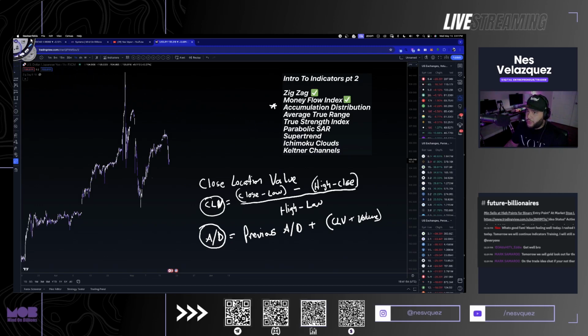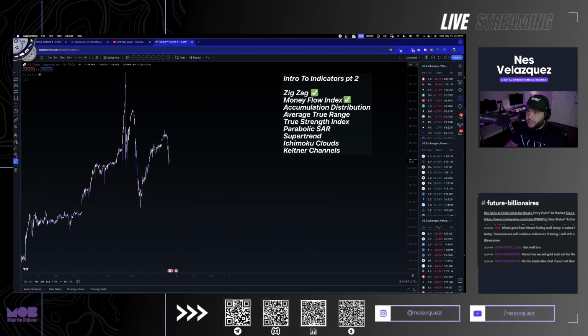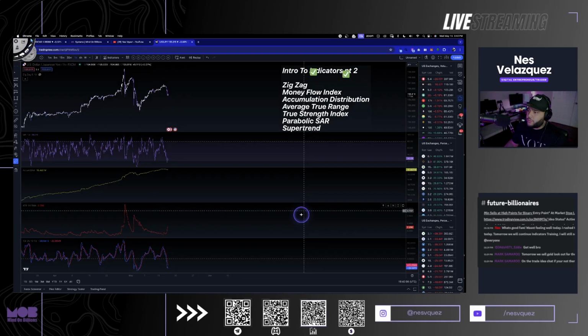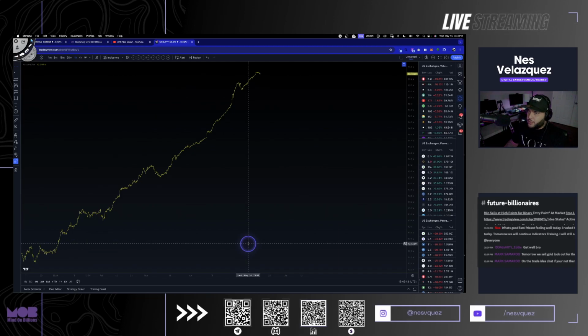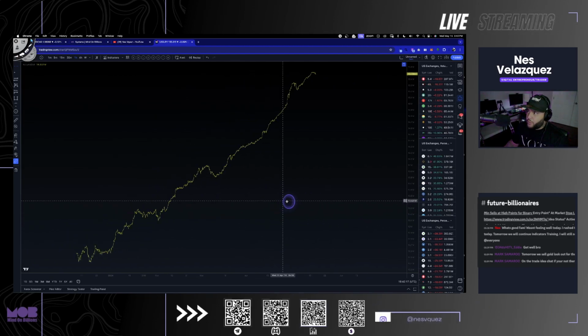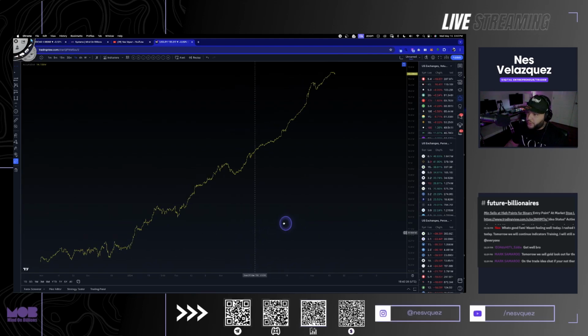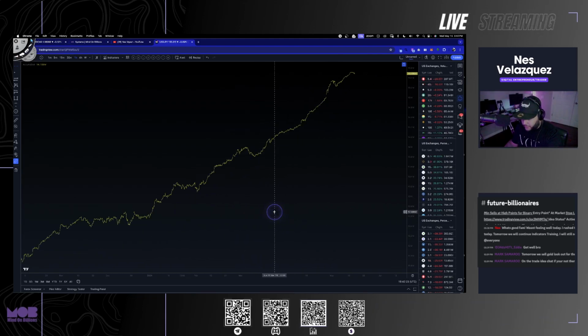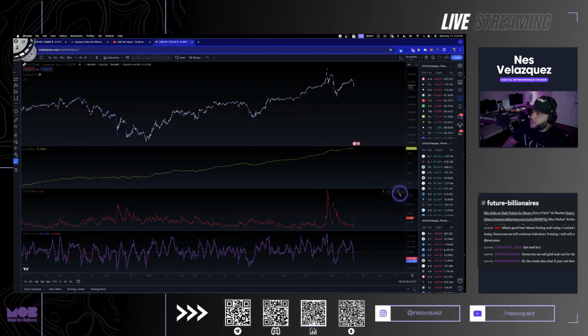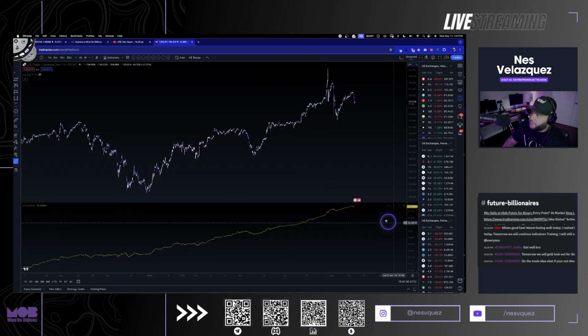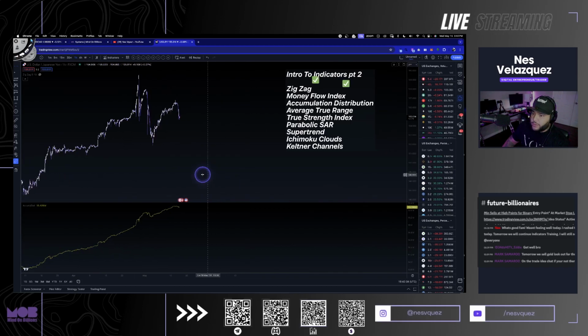So now what I'm going to do is clear this up. We're going to double click. We already covered the money flow index, let's take that out of the way. Here we go with the accumulation distribution right over here. And what you would see with the accumulation distribution tool is very simple: to see if there's a notable difference between the price action and what's actually going on.